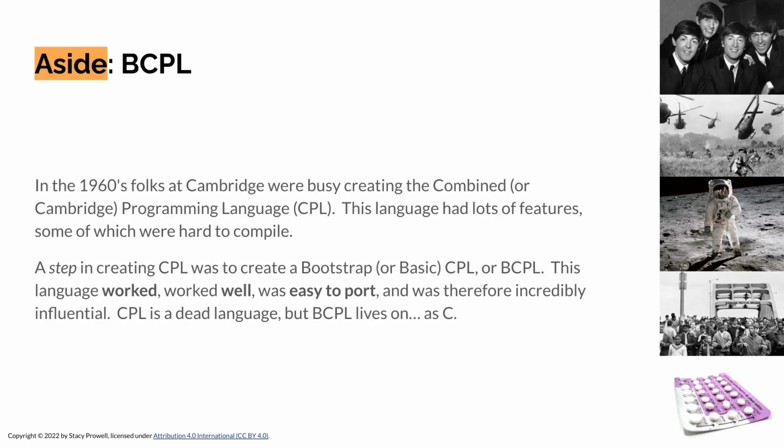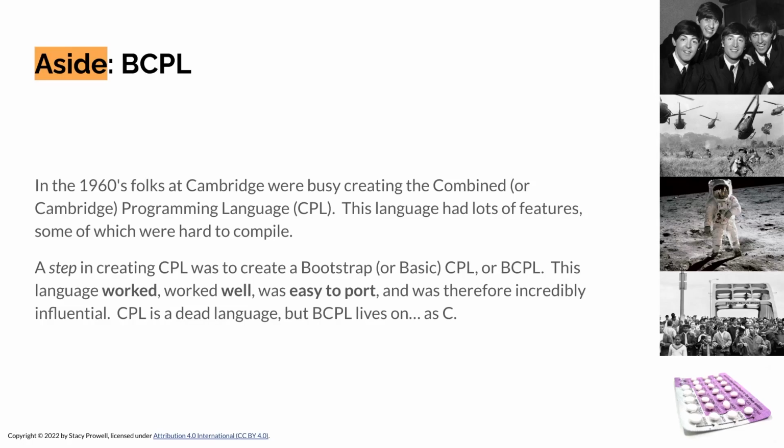We have a much more limited set of machines to target. Now, back in the 60s, it's very likely that the machine you have, maybe it's got a 36-bit address bus. But the one up the road that you also want to use, it's got a 19-bit address bus. Weird stuff's happening. So being easy to port is great because we haven't settled down into the sort of monopsony, the funny world we have now. So being easy to port was really important. And therefore, this language was incredibly influential. So CPL is a dead language, but BCPL lives on as C, because it eventually evolved into C.